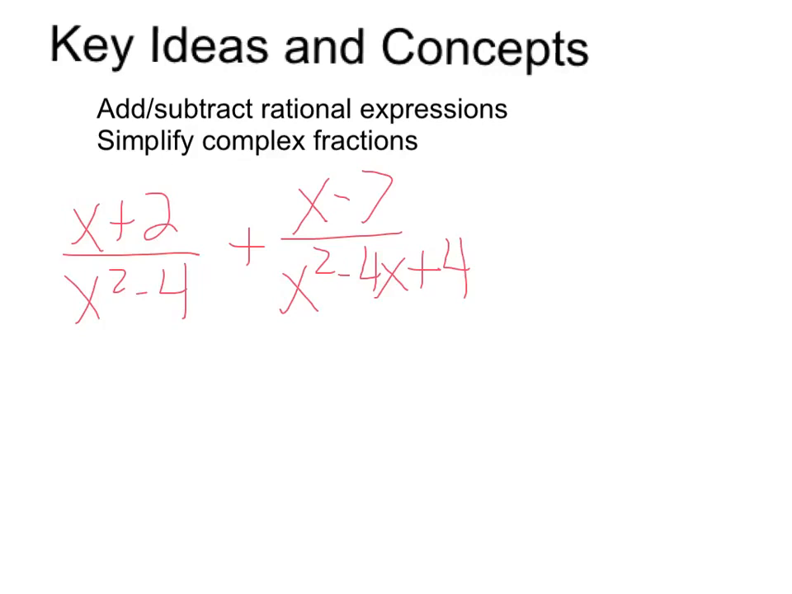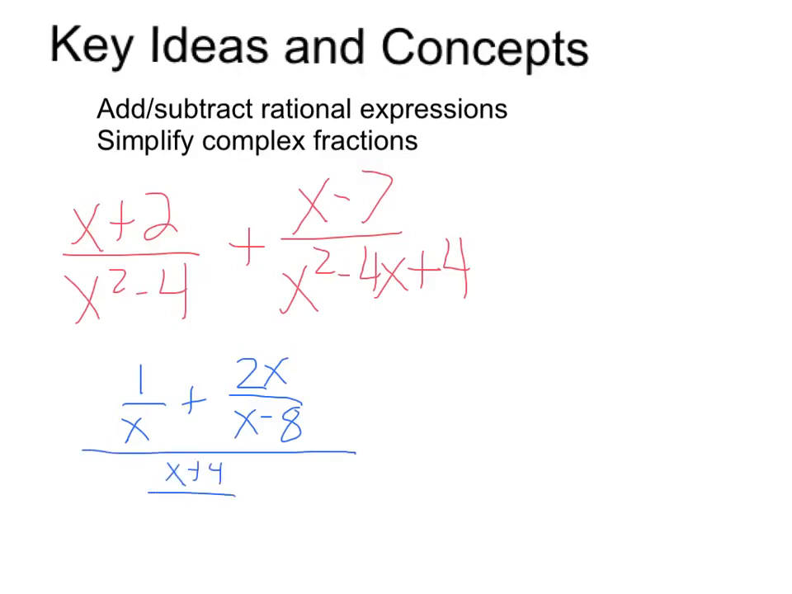We additionally should be able to simplify complex fractions, something like 1 over x plus 2x over x minus 8, all divided by x plus 4 over x squared minus 64, or something to that effect.